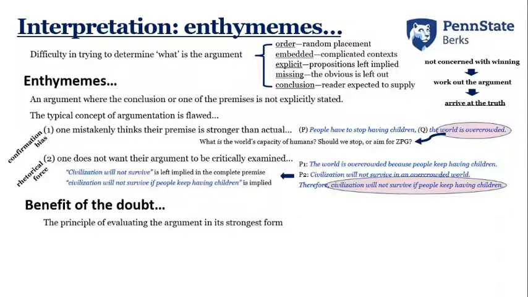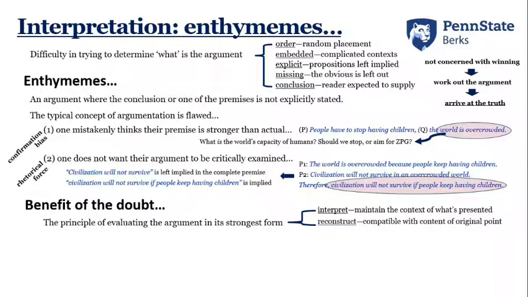Now, we always want to give them the benefit of the doubt. It's often called the principle of charity, too. So this is a principle of valuing the argument, but putting it into its strongest form. So the steelman argument. In other words, we want to interpret it within the context of whatever they're presenting. That's just being a nice person. And if we're going to help them work through the argument and reconstruct it, we want to make sure we're reconstructing it in a way that's compatible with the original context.